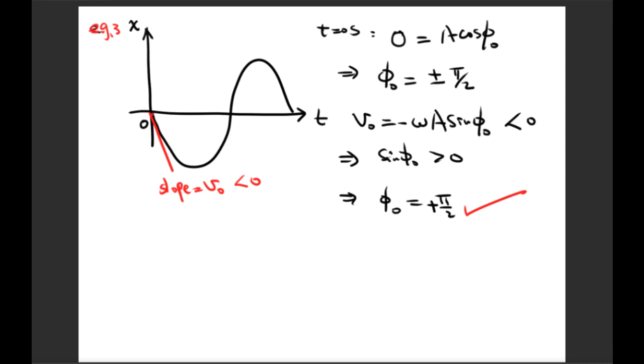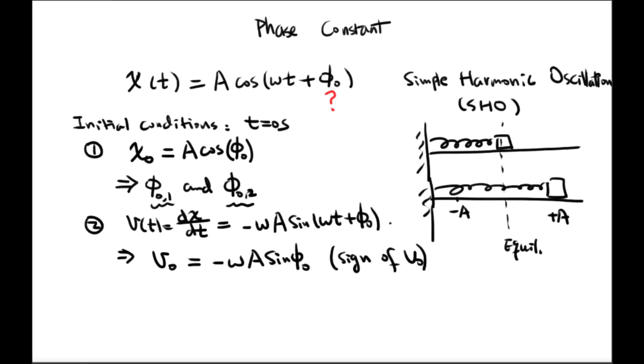I hope through these three examples, you know how to determine the phase constant in a simple harmonic motion, which is phi naught in this expression here.